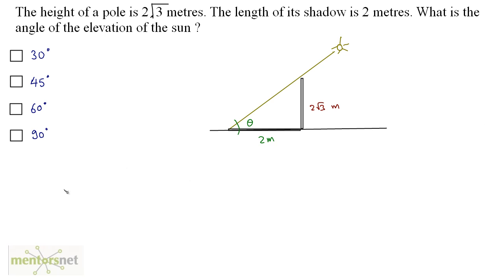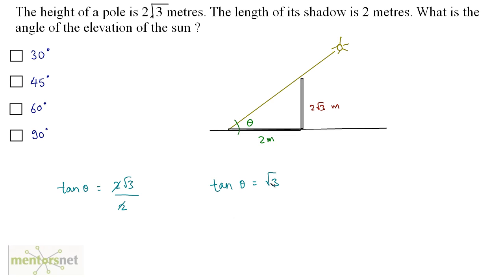So we can write tan theta is equal to opposite upon the adjacent side. That's 2 root 3 upon adjacent is 2. This 2 and this 2 get cancelled out. So we have tan of theta is equal to root 3.